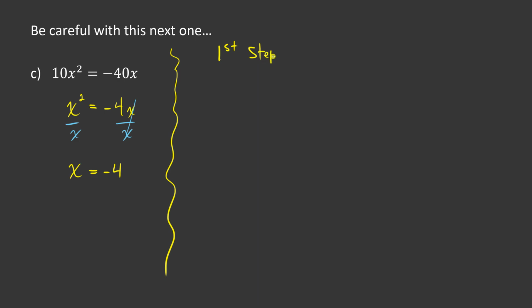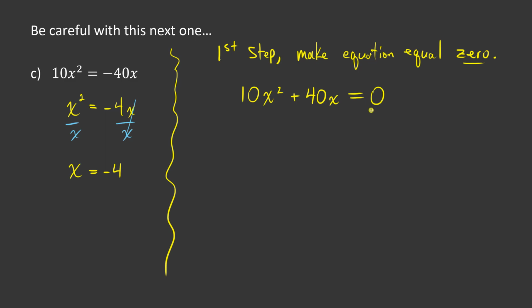So first step, I want to make the equation equal to 0. And that, my friends, is one reason why we are going to be solving for the zeros. If you know anything about parabolas, they have zeros. So I'm going to bring that 40 over to the left-hand side by adding 40x on both sides, and I now have an equation equal to 0.